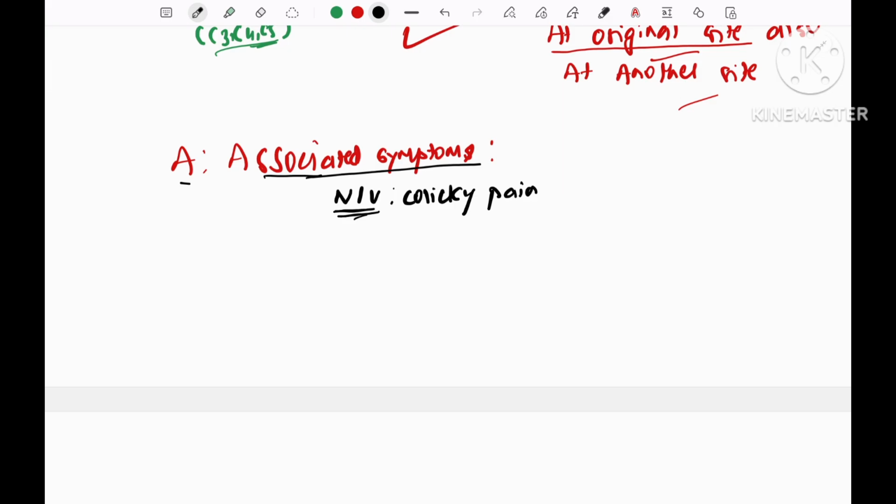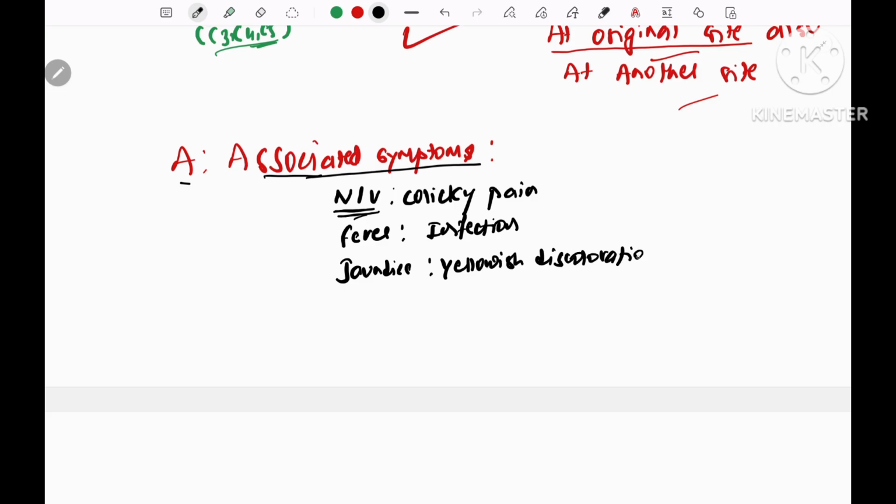Another can be fever. Why does it occur? It can be due to infection. So if there is fever, you have to suspect infection. And if abdominal pain is associated with jaundice, a yellowish discoloration of the eye or skin, then we have to think about jaundice. So these can be associated symptoms.